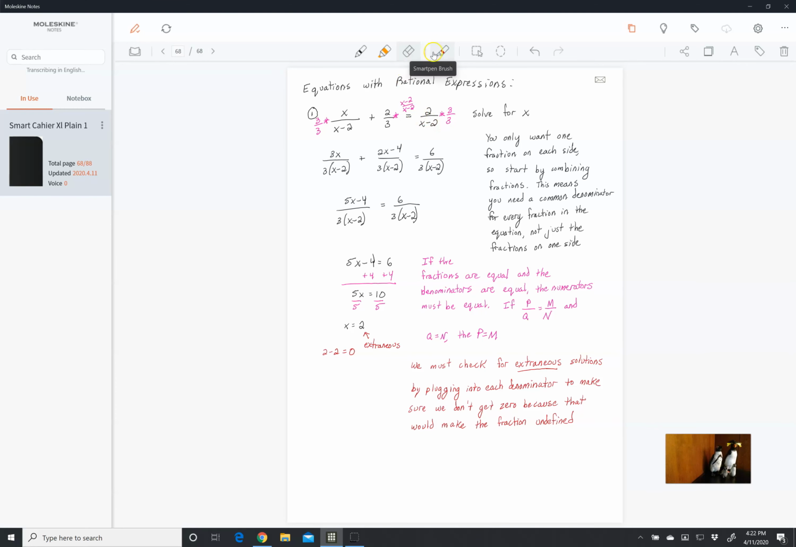Okay, so we essentially have 3 steps here. First, we only want one fraction on each side. We're going to do that by adding or subtracting. Then we want to say that the fractions are equal, the denominators are equal, therefore the numerators must be equal. That's why we needed a common denominator for every fraction so that we could say the denominators are equal. And finally, we need to check for these extraneous solutions, because if we have extraneous solutions, then it's a solution to our final equation, but not to the original.